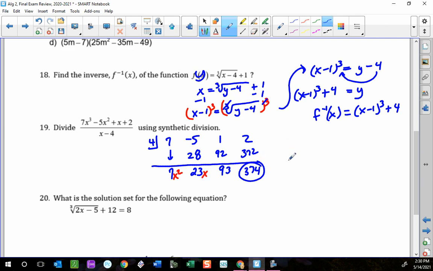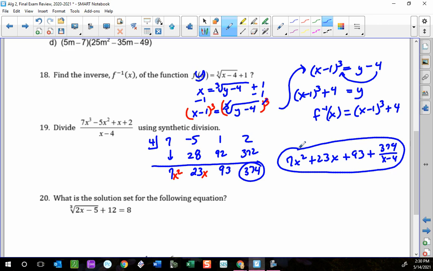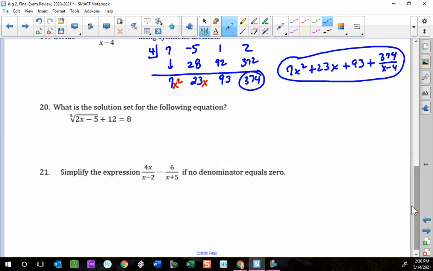So my answer is 7x squared plus 23x plus 93 plus, remember I put my remainder, over what I was dividing by. Alright, and that's it. Alright, number 20, we're trying to solve this, so we're going to take away 12.